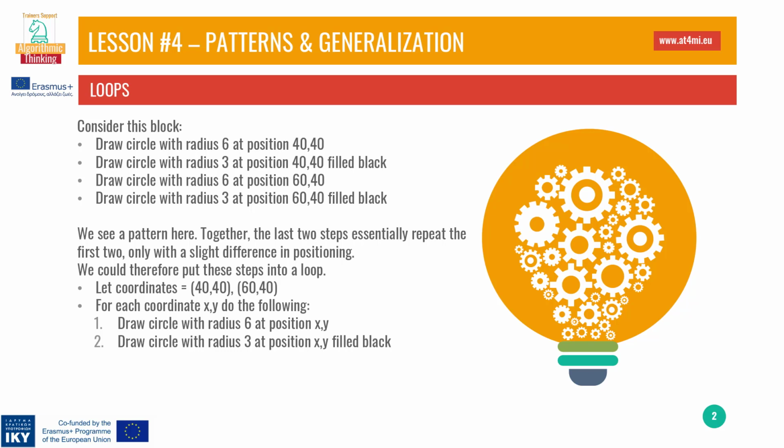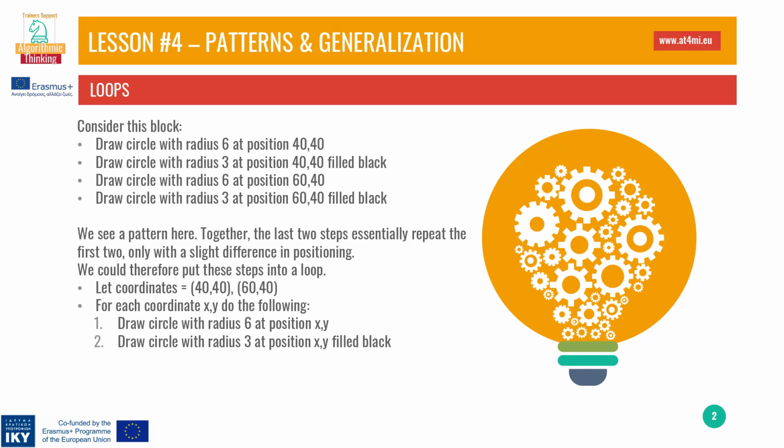1. Let coordinates equal (40, 40), (60, 40). 2. For each coordinate x, y do the following. A. Draw circle with radius 6 at position x, y. B. Draw circle with radius 3 at position x, y filled black. In this example, the steps in the loop should be executed for each pair of coordinates. So, we set up a list of coordinates and use that as the controlling variable of the loop.